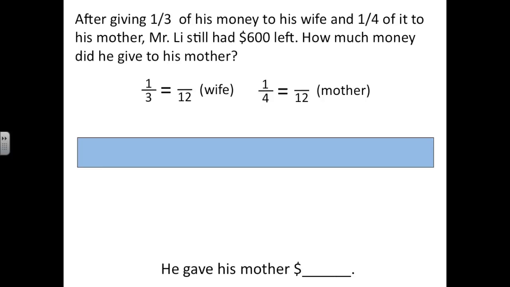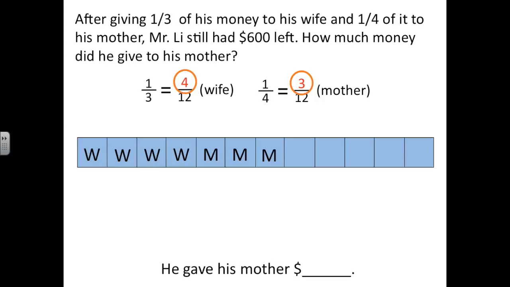So I'm going to find the numerator for each one. So he gives 4/12 to his wife and 3/12 to his mother. Now to show this on the bar, I'm going to split it up into 12 parts. My denominator tells me the number of parts. 4 out of 12, or 4 units, were given to his wife. And 3 units were given to his mother.